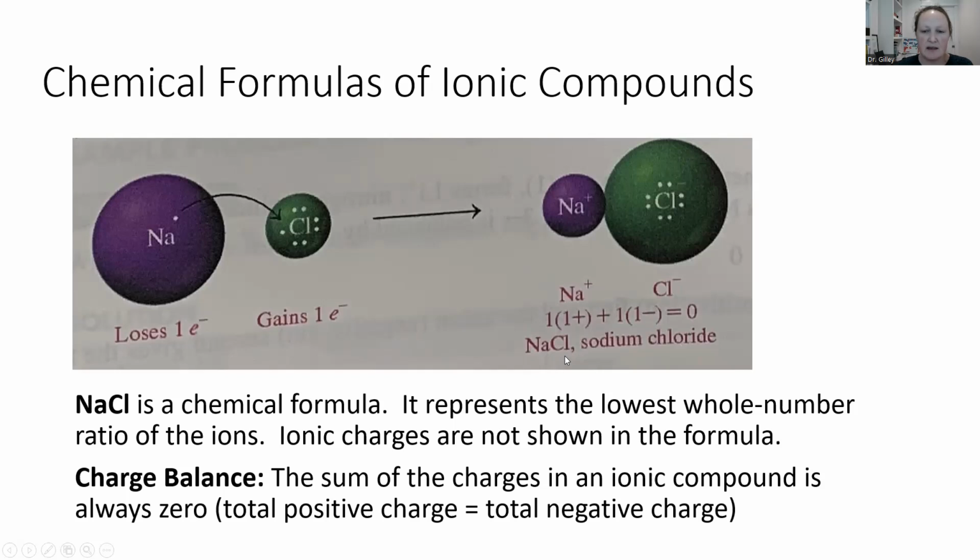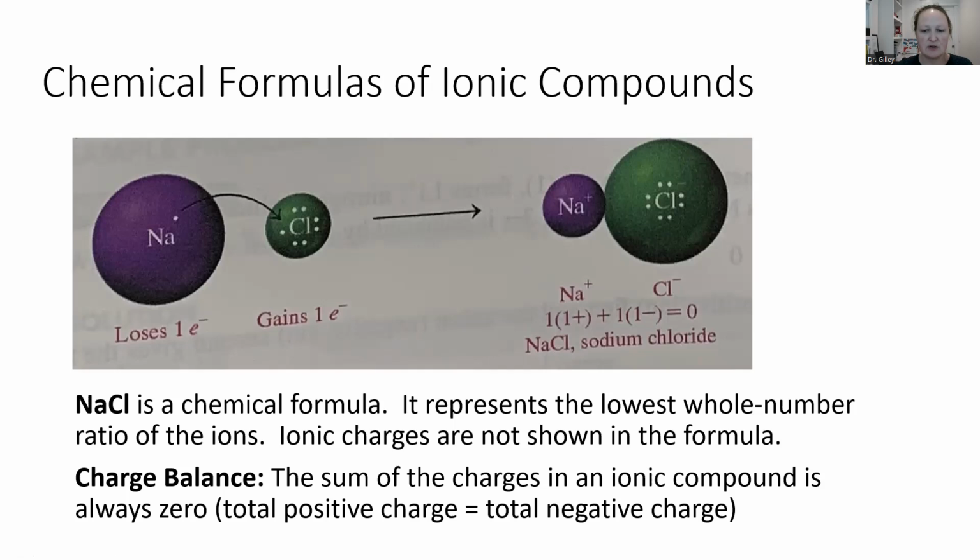NaCl. Because sodium has a 1+ charge and chloride has a 1- charge, those balance each other out so that the net charge of the ionic compound is 0, which always needs to be the case, and we call this charge balance. So again, NaCl is the chemical formula. Sodium chloride is the chemical name. The formula represents the lowest whole number ratio of the ions, which in this case is just 1:1.